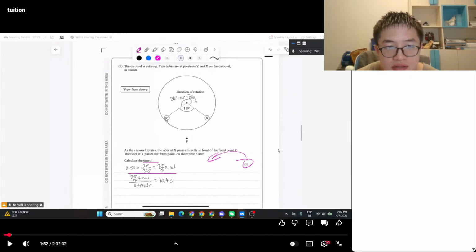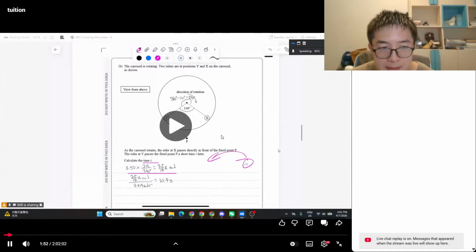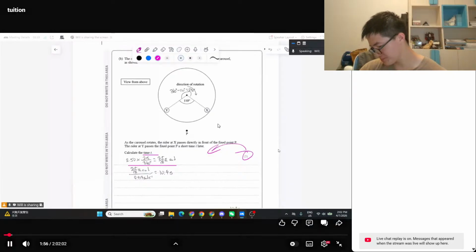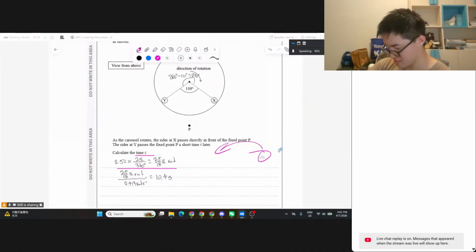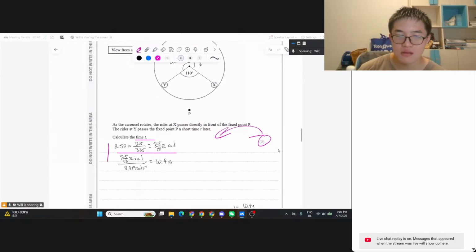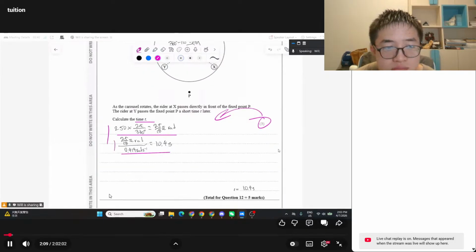This is converted into radians. As this goes, x passes p, and then y passes p. So this passes first, and then this has to go through 250 degrees. So we have the angle, and then we have the angular velocity. So we just put that together, and we get the time. How to calculate the marks? This one, 1 mark, and this one, 1 mark, and the final answer 1 mark.